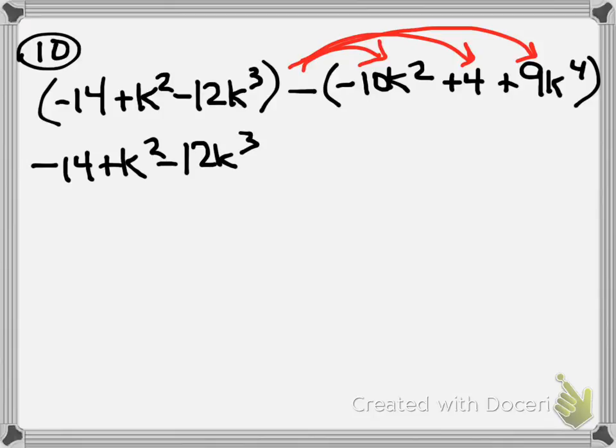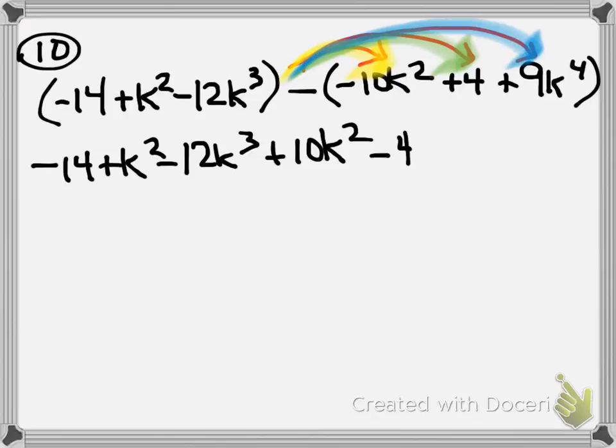So we're going to say minus negative 10k. Minus negative means plus positive, 10k squared. We're going to say minus a 4. And we have the last final piece, minus 9k to the fourth. And now all we have to do is combine like terms. Well, I have a negative 14 and a negative 4. It gives me negative 18.